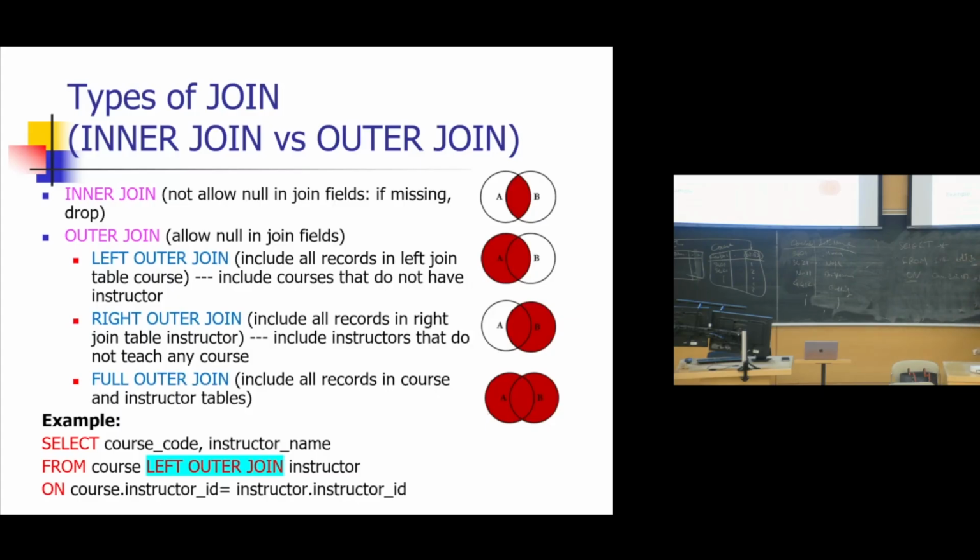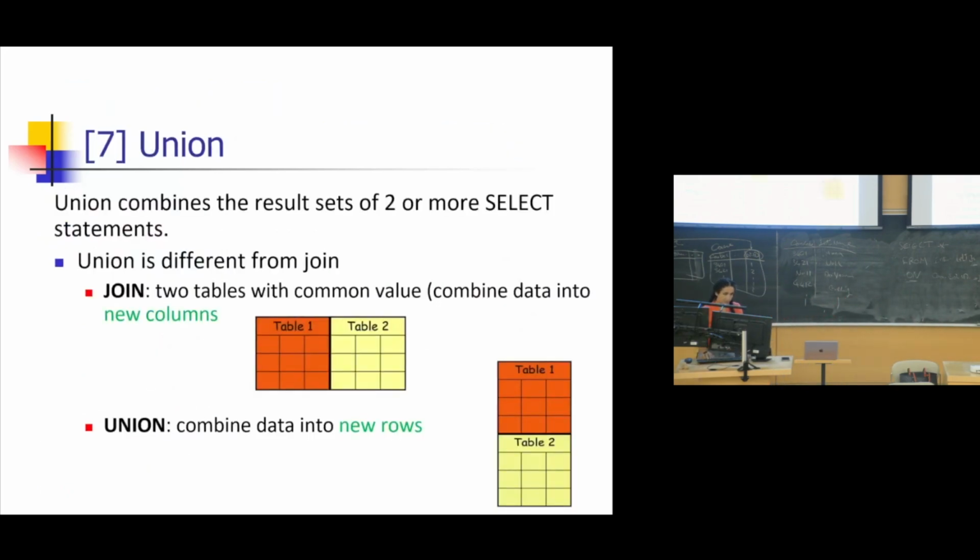Even if there's nothing in the right table, everything from the left table is returned. So everything is just so logical, yeah? And union, these are very easy. You can also read them yourself, I'm just quickly explaining.